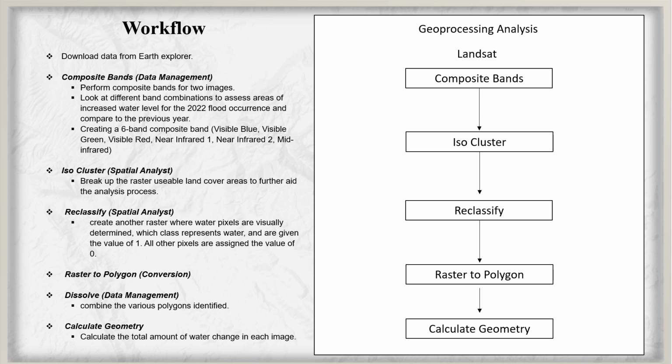I then performed an ISO cluster to break up the raster into usable land cover areas to further aid the analysis process. I then reclassified the raster where water pixels were given a value of 1 and all other pixels are assigned a value of 0. I then turned that raster into a polygon and dissolved and combined the various polygons to calculate the total amount of water change in each image.